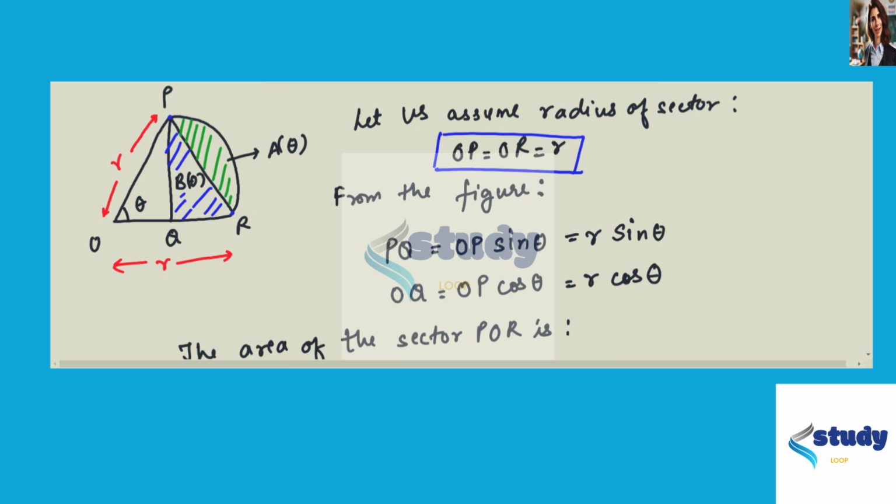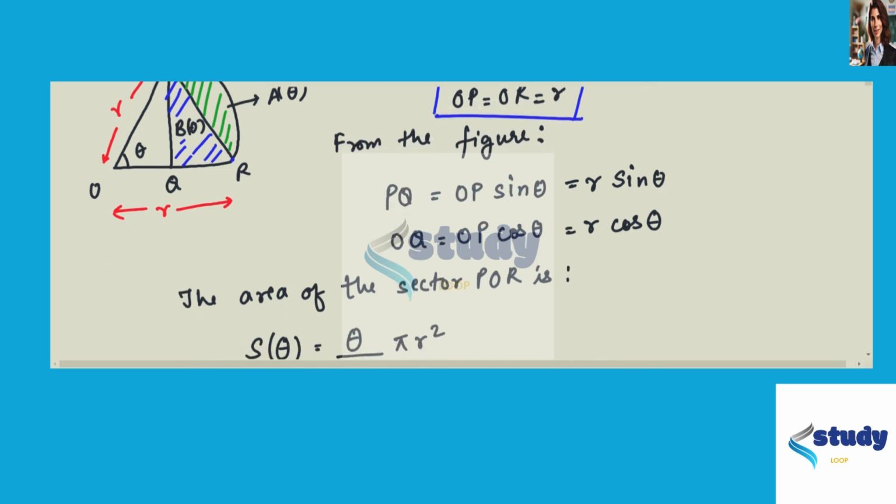Now from the figure we can say PQ is nothing but the y component of this angle, right? So PQ is equal to OP sine theta, and OP is R, which we have assumed above. So this will give us R sine theta for the PQ value, right? Now for the OQ value, it will be OP cos theta, that is R cos theta.